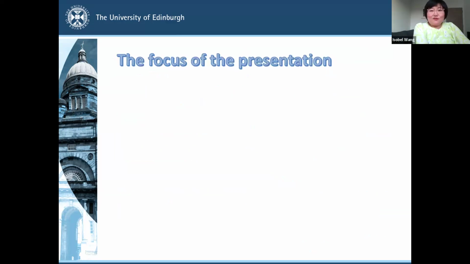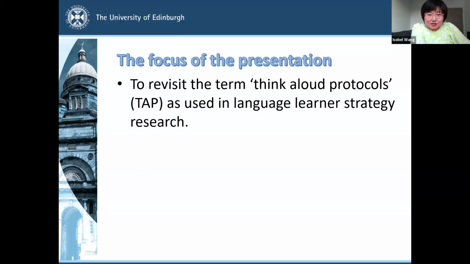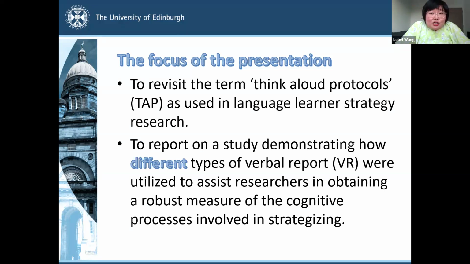So the focus of the presentation is twofold. We will first revisit the term Think Aloud protocols as used in language learner strategy research. In particular, we will explore how the term can be refined to capture the complexities of the given cognitive processes. Secondly, we will present findings from a recent study we conducted to demonstrate how different types of verbal report were used to assist researchers in obtaining a robust measure of the cognitive processes involved in strategizing.